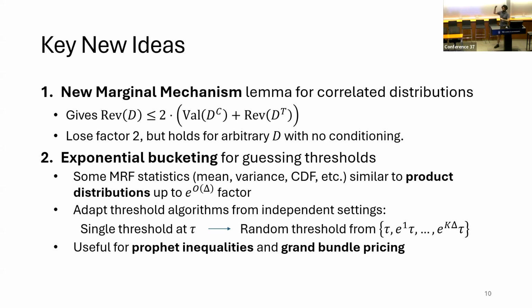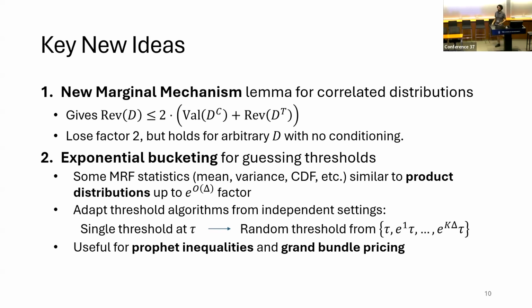So I'll explain a little bit more about these in a moment, but essentially what we have is that if we have a threshold algorithm for an independent item, which offers a single threshold at tau, then we can convert this into a threshold algorithm for MRF distributions by blowing up tau by a factor of e to the order delta, and then guessing one of these exponentially spaced thresholds in between.